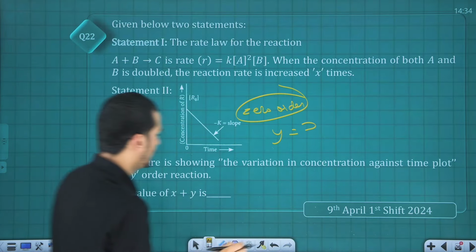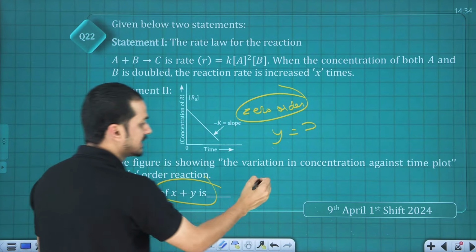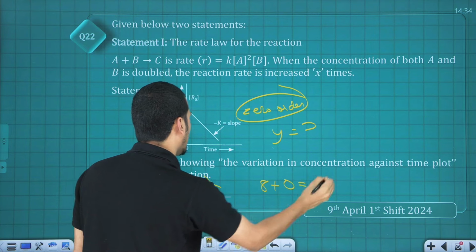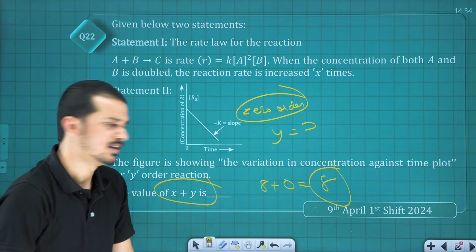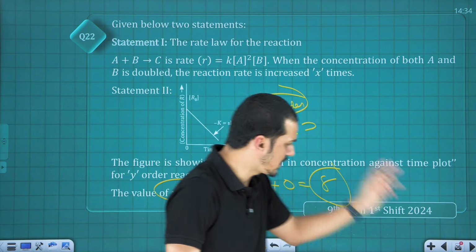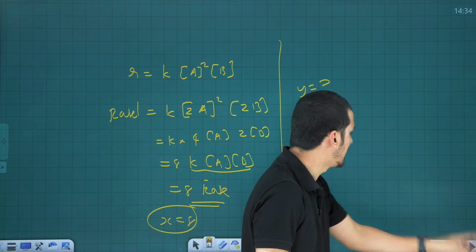Now what's the question? X plus Y is how much? X is 8, Y is 0. Adding, we will get what? 8. So our integer type answer is 8. Clear? Okay. Perfect. We can move to the next question.